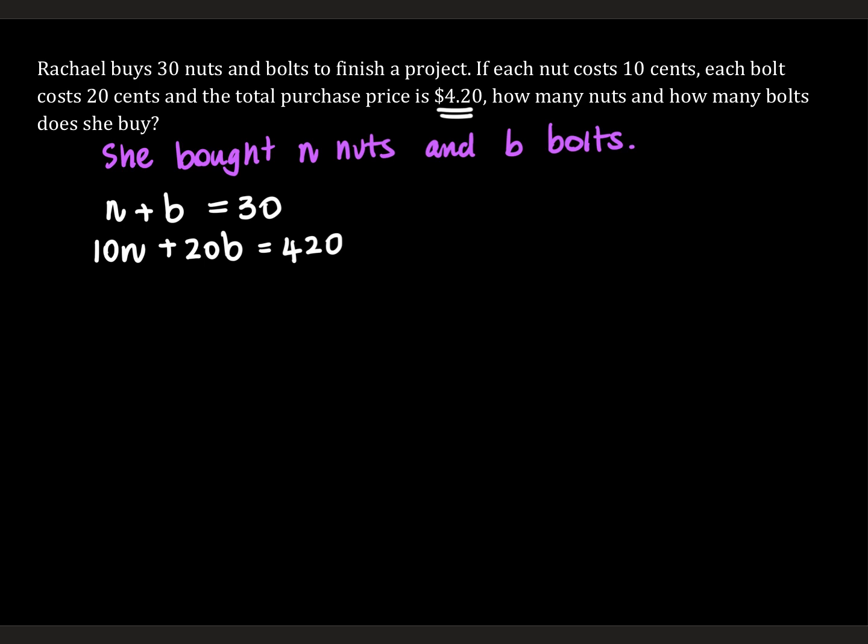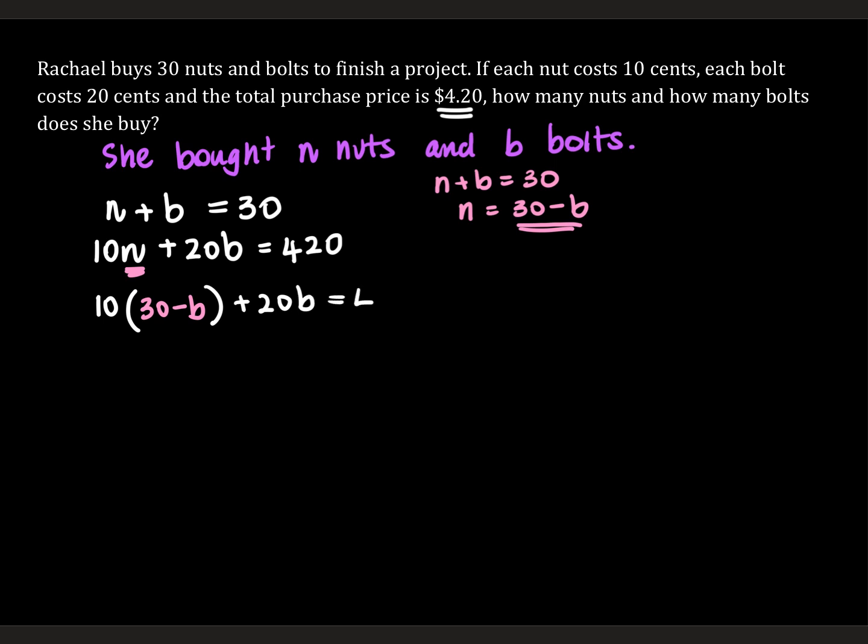Okay, what am I going to do next? I think first up this time, I might solve this through substitution. So if I've got N plus B equals 30, it's going to make N equal to 30 take away B. True? And I'm going to substitute this in here for that there. So I'm going to go 10 lots of 30 minus B plus 20B equals 420. Expand.